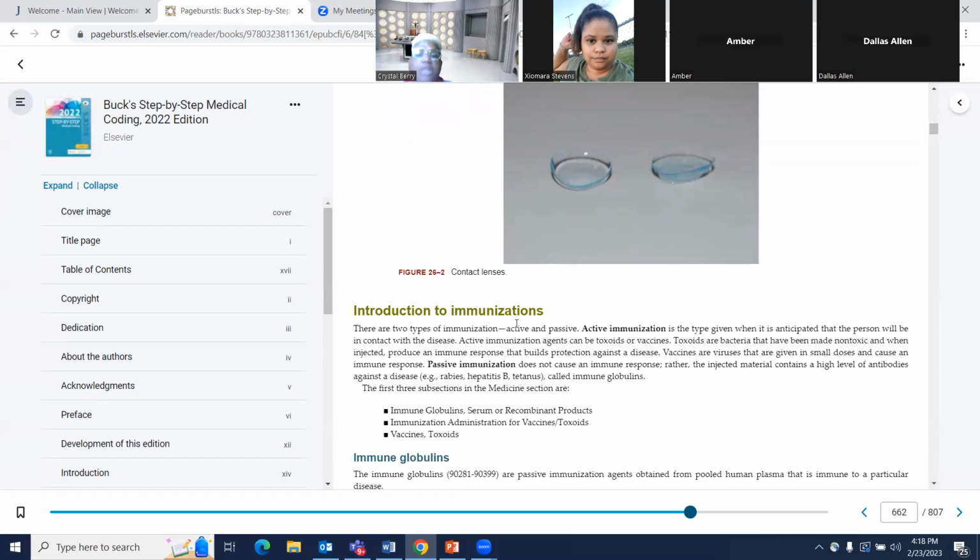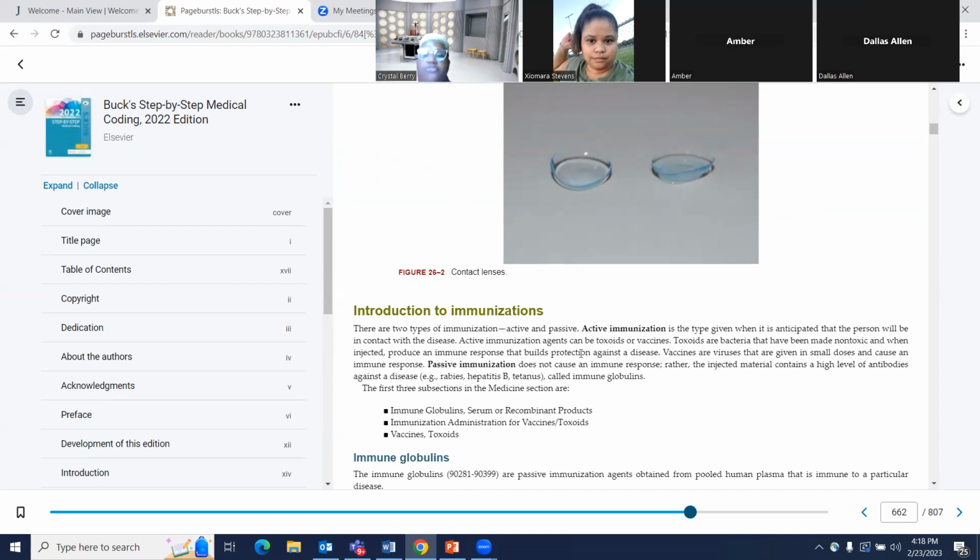Introduction to immunizations. There are two types of immunizations, active and passive. Active immunization is the type given when it is anticipated that the person will be in contact with disease. That's active, just like with COVID: if you anticipate that person will catch it, get in contact with another person, that's active.